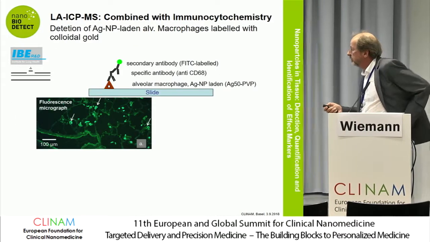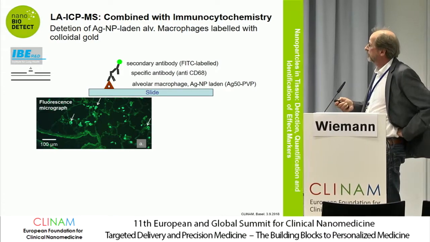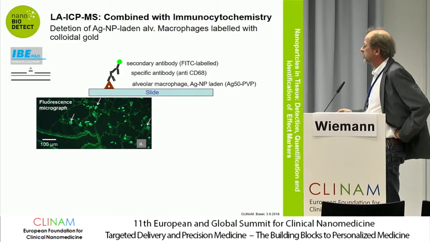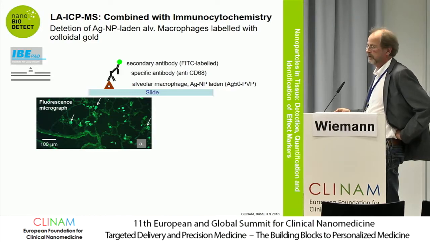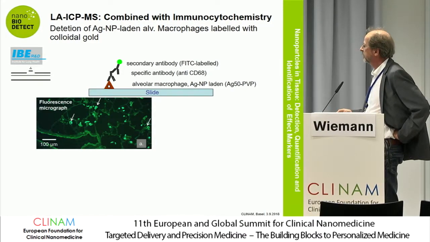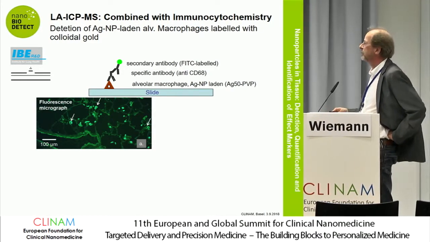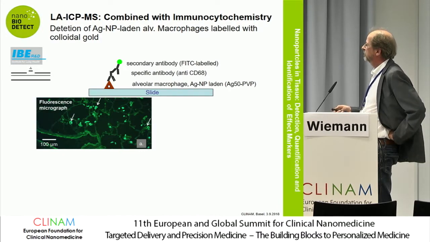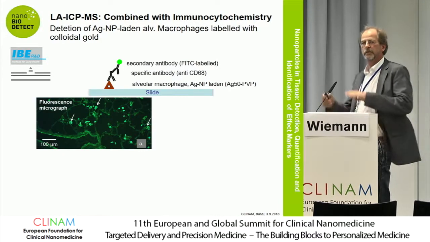Furthermore, the technique can nicely be linked up with immunocytochemistry. This is just one example of macrophages. We've heard about the marker CD68. This is a macrophage marker, and this is a lung which had been intratracheally instilled with silver nanoparticles. And these are just the immunocytochemically stained green dots with a bit of autofluorescence in the background. These are the macrophages, and this is a secondary antibody, so this is common immunocytochemistry.